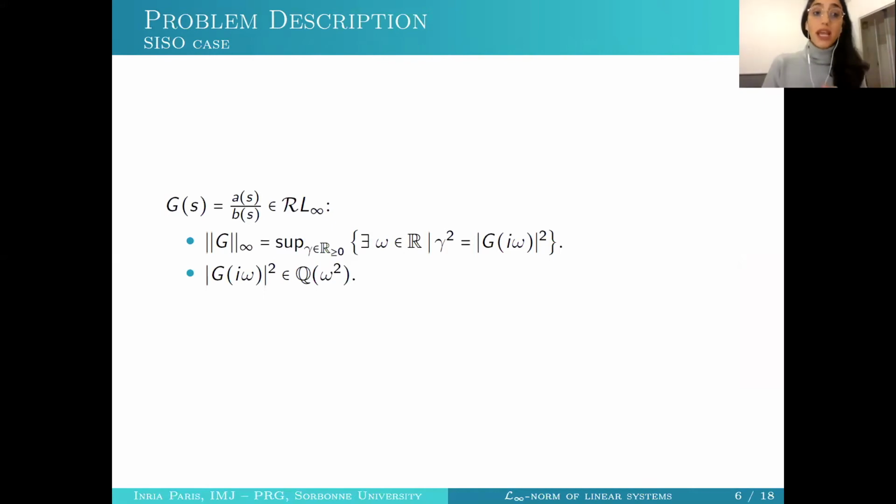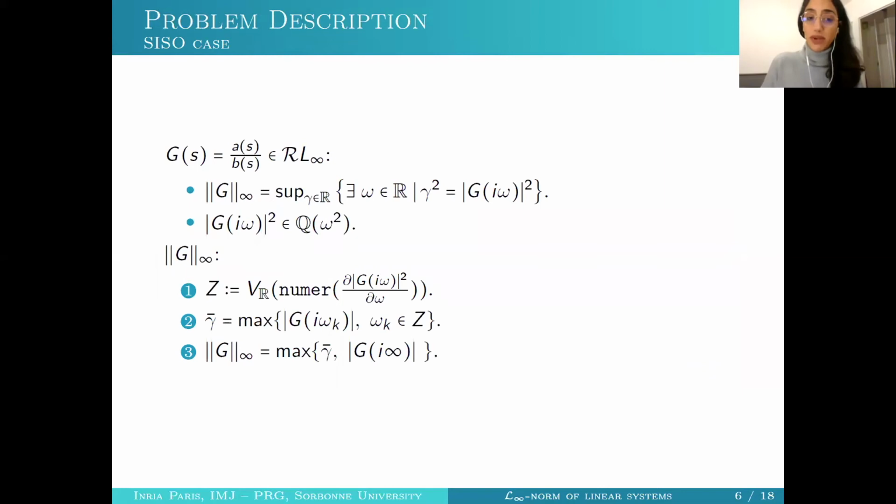So now we can tackle our problem, and we start with the SISO case, which is single input, single output. Here our transfer function is simply a rational function whose L-infinity norm is the maximal value of the modulus of G. And the modulus of G squared is a rational function in omega squared. Thus, for computing the L-infinity norm, we start by computing the real roots of the numerator of the derivative of the modulus of G squared.